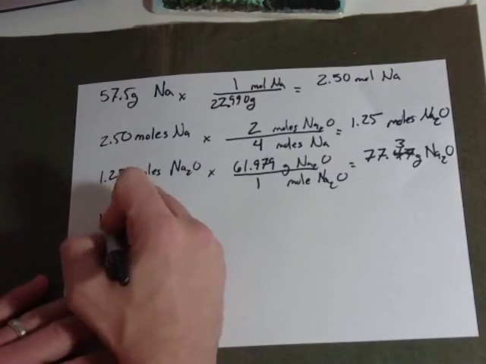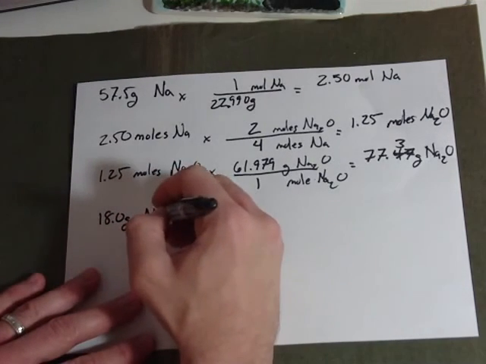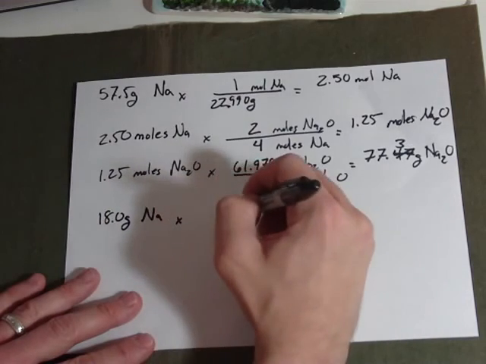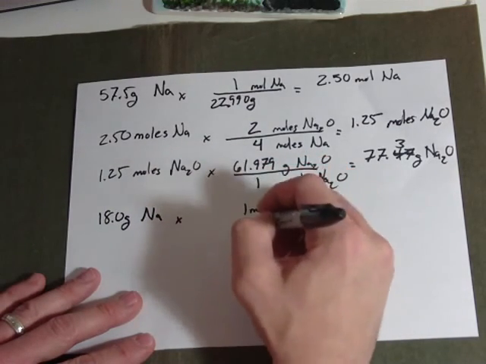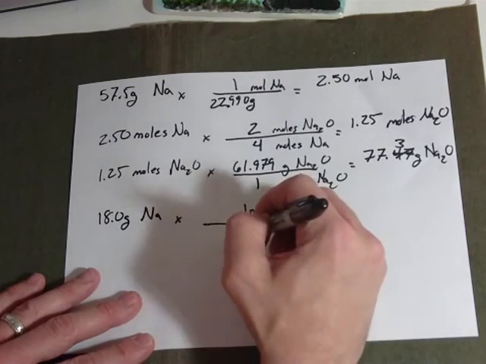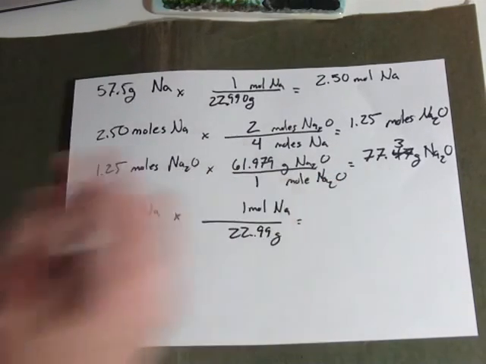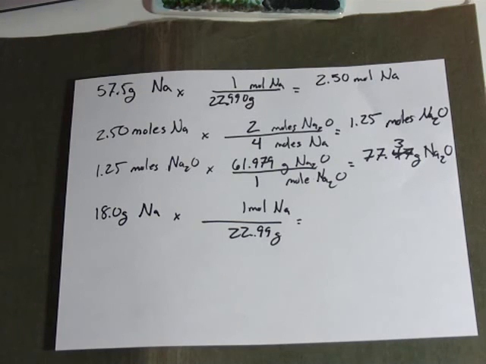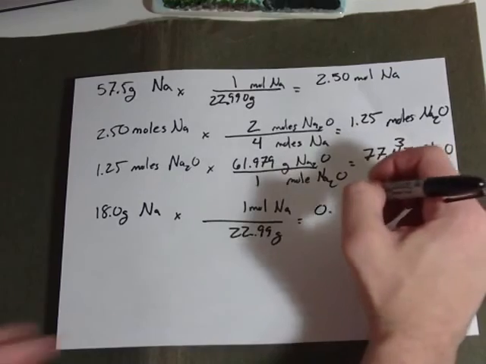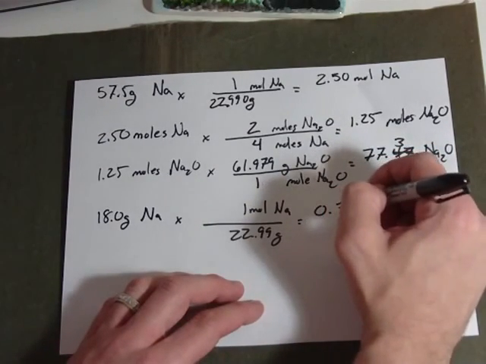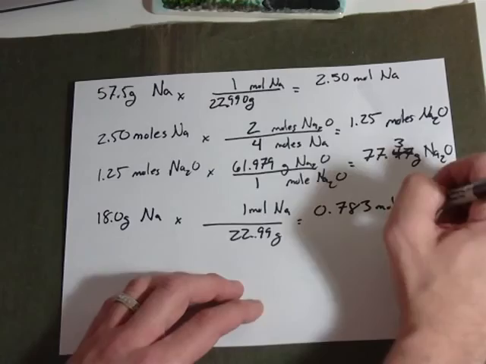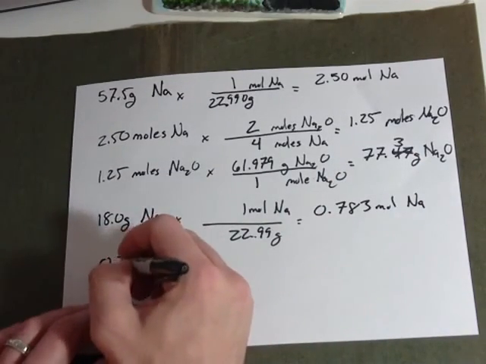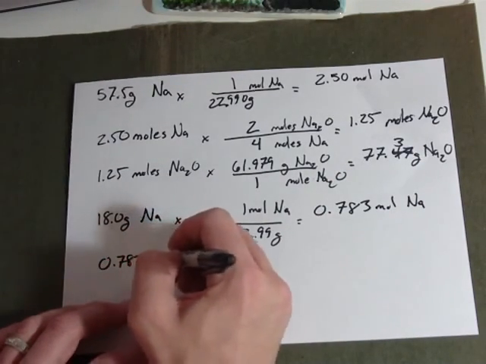And so here we have 18.0 grams of sodium. In 1 mole of sodium, we have already found that it has a mass of 22.99 grams. And so that gives us a value of 0.783 moles of sodium.